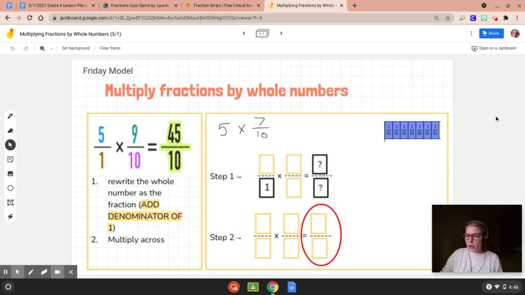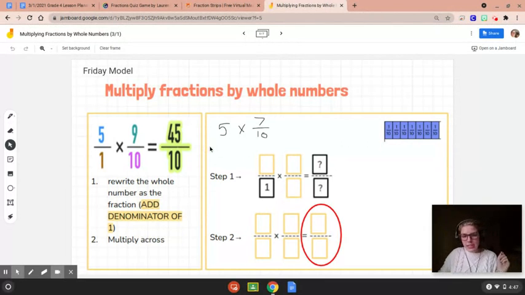Okay, so remember that when we're multiplying a fraction by a whole number, all we're really doing is taking the fractional part, so like in this example, 7/10, and multiplying or making copies. And then we're making the amount of copies that we're multiplying by the whole number.